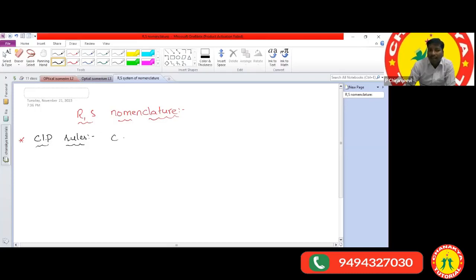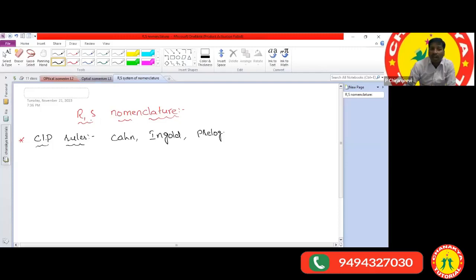One is Cahn, another is Ingold, and another is Prelog. So these three are the scientists' names. These three scientists gave a set of rules to assign priority. With RS nomenclature we can find out the configuration of compounds which contain chiral centers.